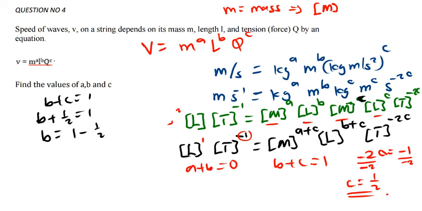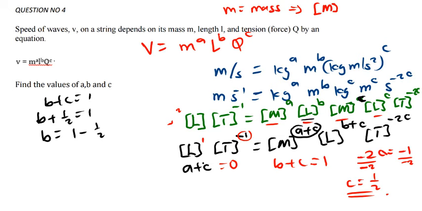Now we are trying to find the value of b. No, wait, for mass we had a plus c, but I put a plus b. So here I'm supposed to put a plus c is equal to 0. Take note of that. Then for length, it is b plus c, which is just okay because we had l and l, b and c. Yes, so b plus c is equal to 1. That is just okay.